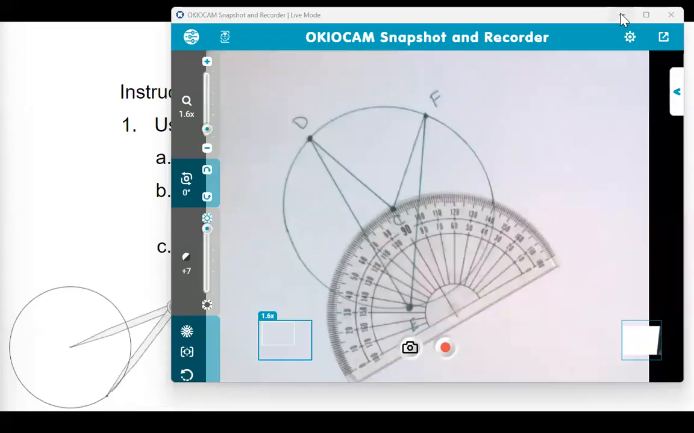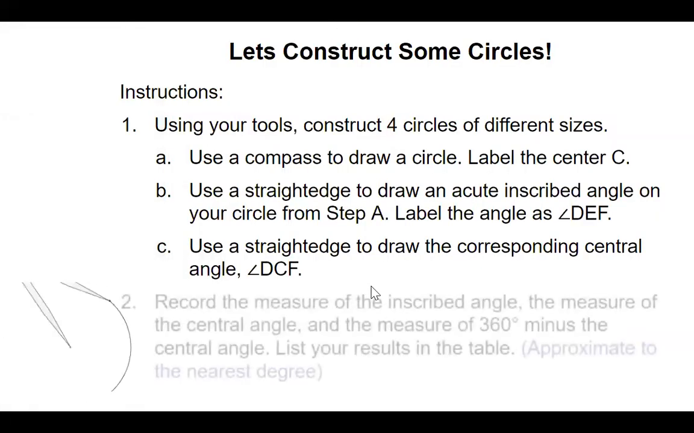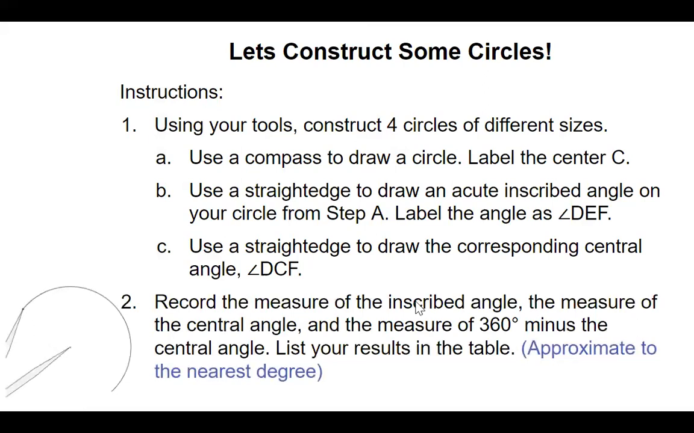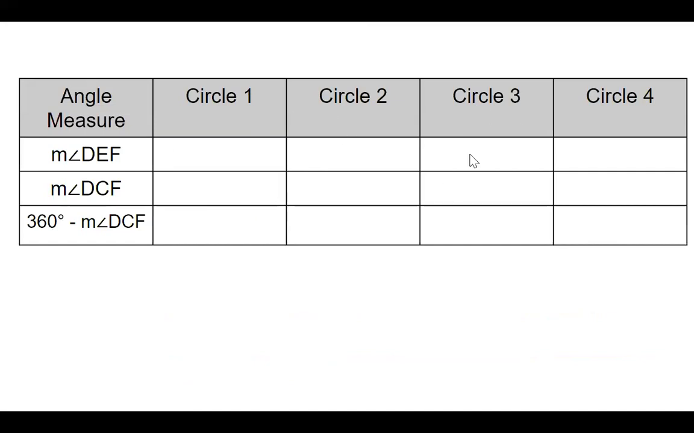My next step, guys, is to measure each of your angles. We're going to measure all the inscribed angles and central angles, and write down our data in a table. On the next slide, that's where your information is going to be written down. You should see your table like this.